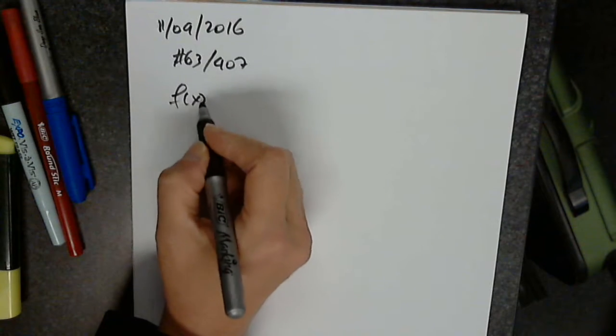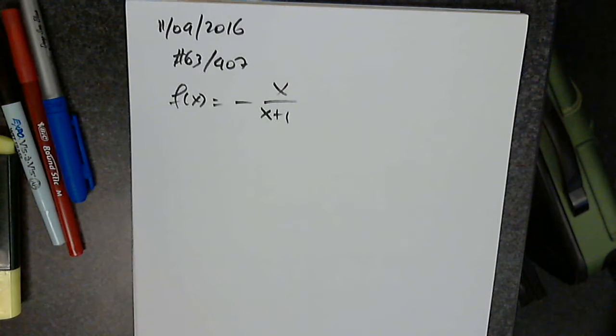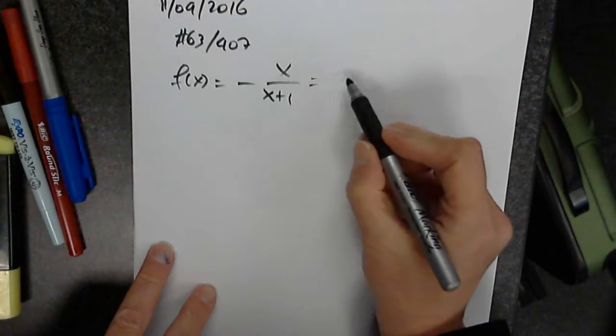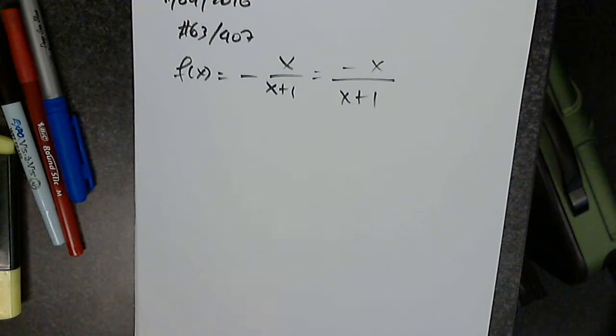f of x equals negative x over x plus 1. Perfect. Or of course you can write it as they did, like this. That's fine too. Both are correct.